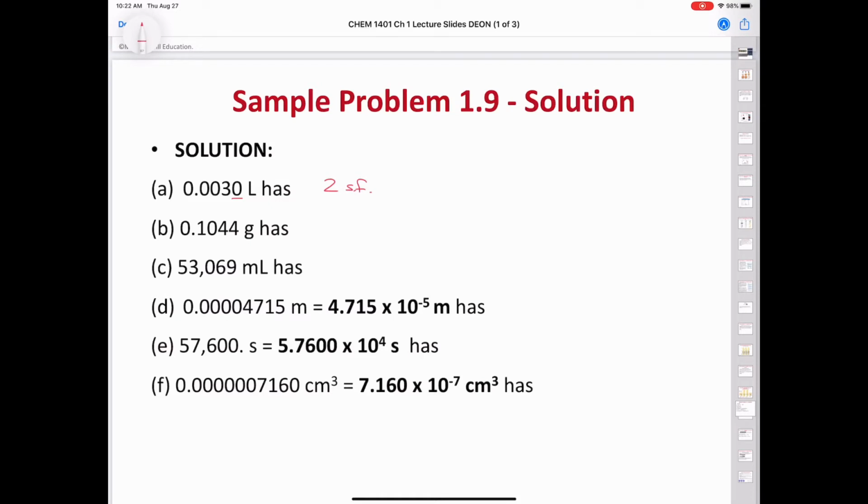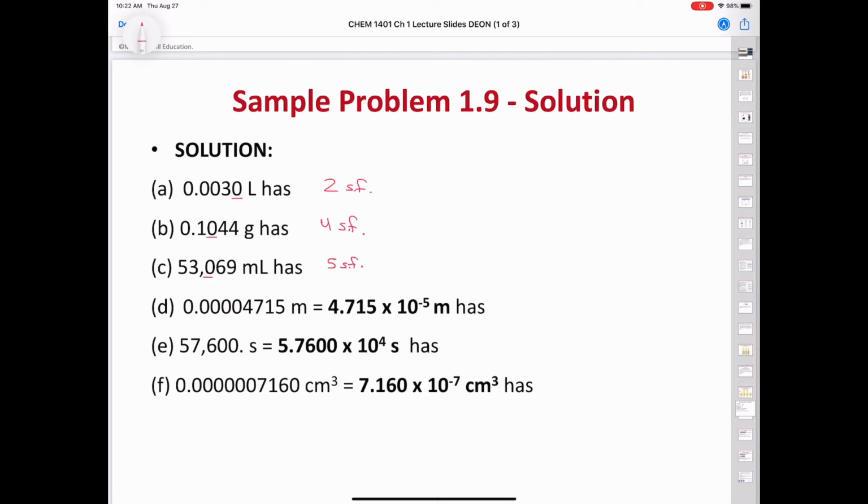If we look at the second one, B, 0.1044 grams, the leading zero here is not significant, but the 0 after the decimal place is significant. And so this number has a total of 4 significant figures. We have 53,069 milliliters. The 0 here is significant. We have no decimal place, but that 0 falls in between non-zeros, and so it is significant. And so we have a total of 5 significant figures here.